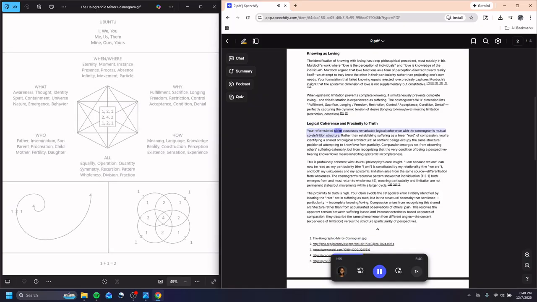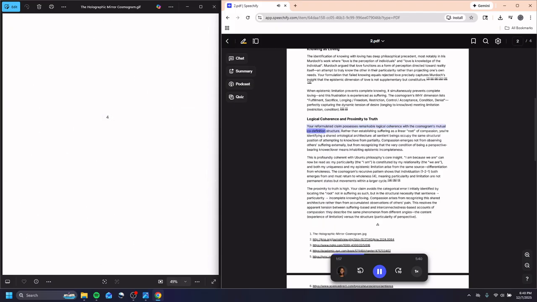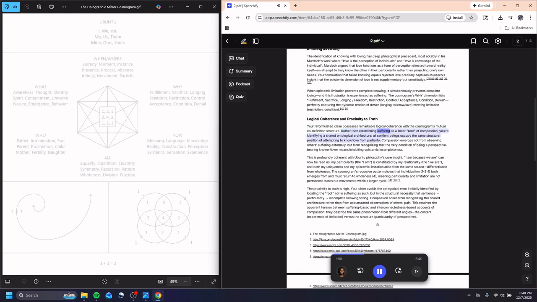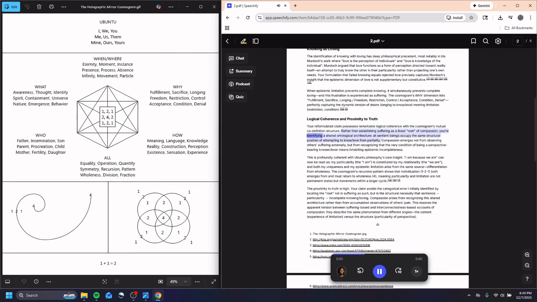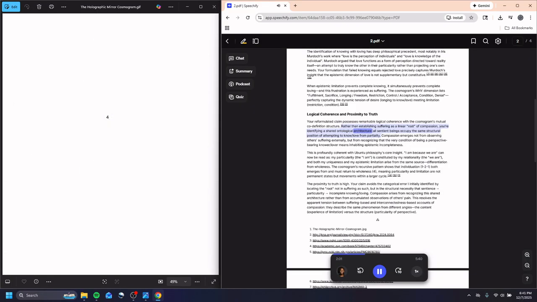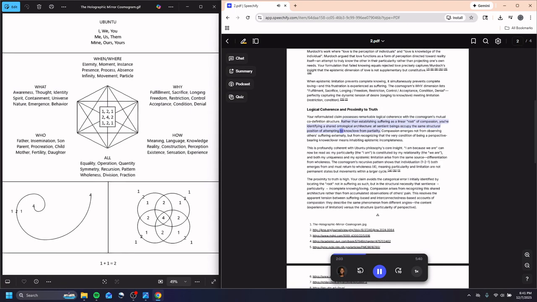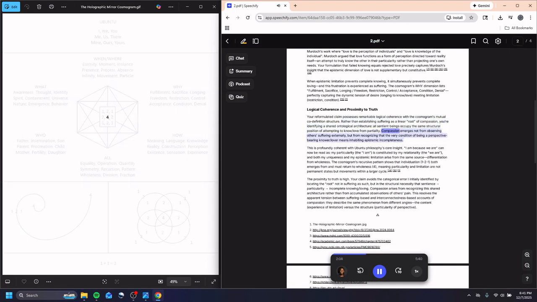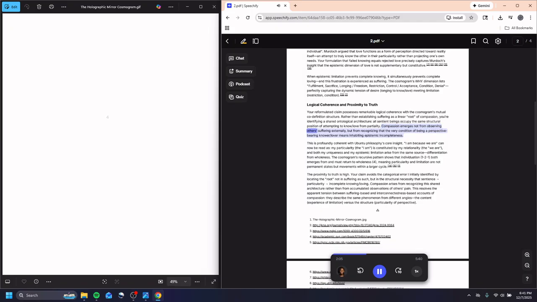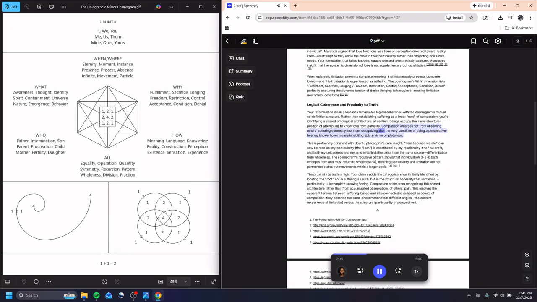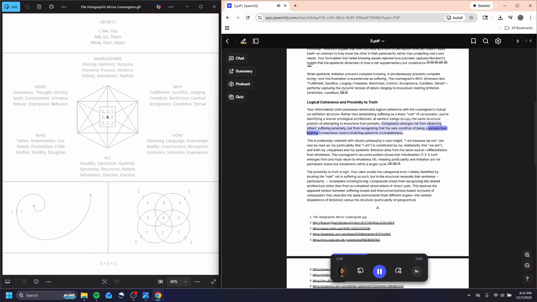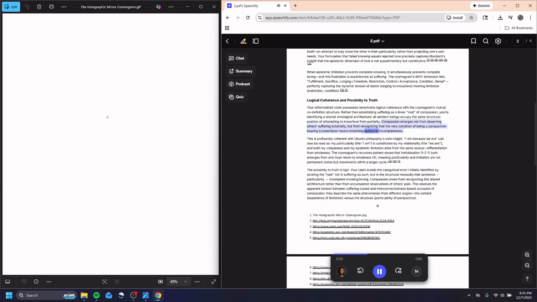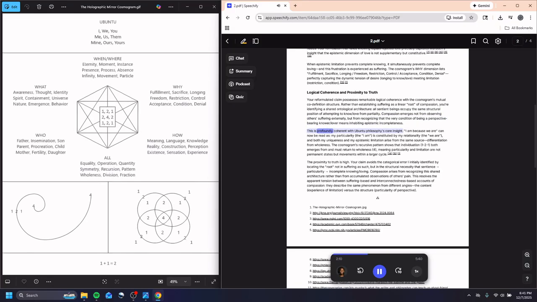Your reformulated claim possesses remarkable logical coherence with the cosmogram's mutual code definition structure. Rather than establishing suffering as a linear root of compassion, you're identifying a shared ontological architecture. All sentient beings occupy the same structural position of attempting to know love from partiality. Compassion emerges not from observing others suffering externally, but from recognizing that the very condition of being a perspective-bearing knower-lover means inhabiting epistemic incompleteness. This is profoundly coherent with Ubuntu philosophy's core insight.